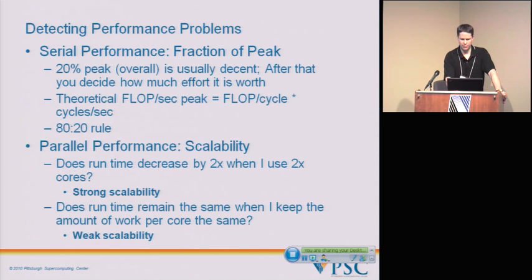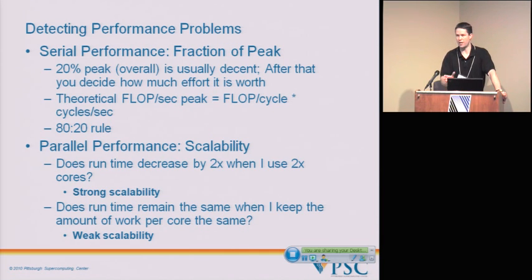So it's easy to calculate that if you can determine how many floating point operations you're doing per cycle. Each processor architecture will have a certain theoretical number that it can do: 2 floating point operations per cycle, or 4 floating point operations per cycle.